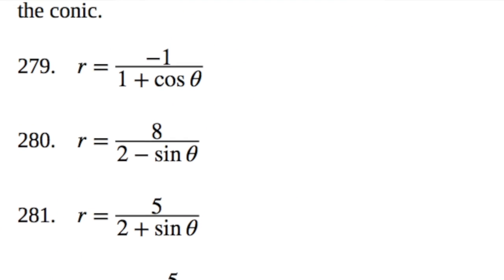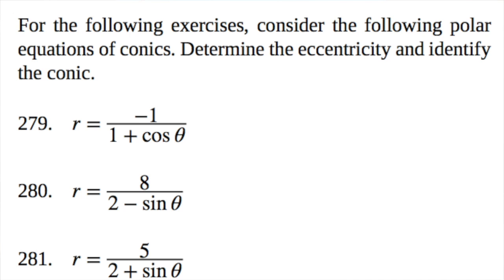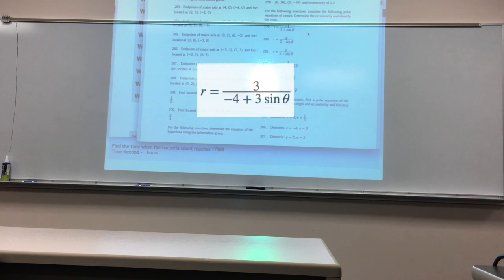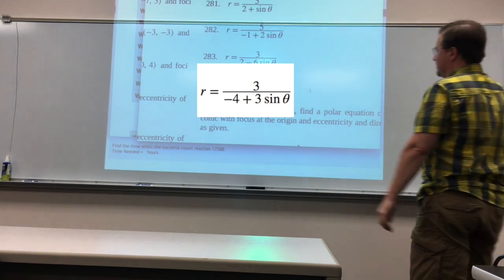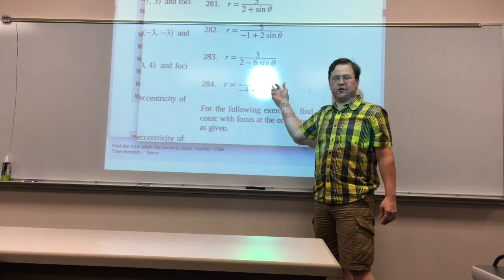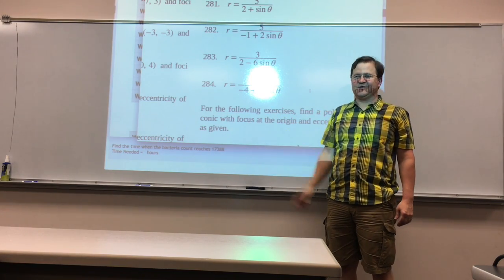Conic sections. It says the following exercise: consider the following polar equation of a conic, determine the eccentricity and identify the conic. Okay. So this is a conic section. This is the part that I told you I won't be holding you to. I'll just mention it for kicks, but I won't be asking a question like this, although I probably should since we just finished talking about polar coordinates.